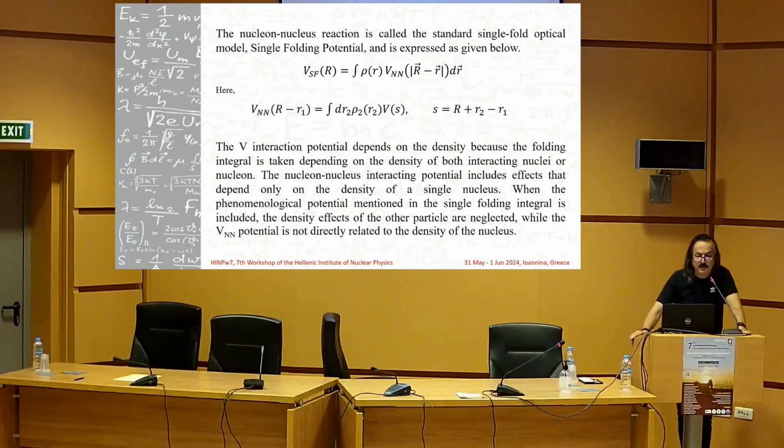The nucleon-nucleus reaction is described by the standard single-folding optical model. The single folding potential is expressed in the equations given below. The interaction potential V depends on the density, because the folding integral is taken depending on the density of both interacting nuclei or nucleons. The nucleon-nucleus interaction potential includes effects that depend only on the density of a single nucleus.